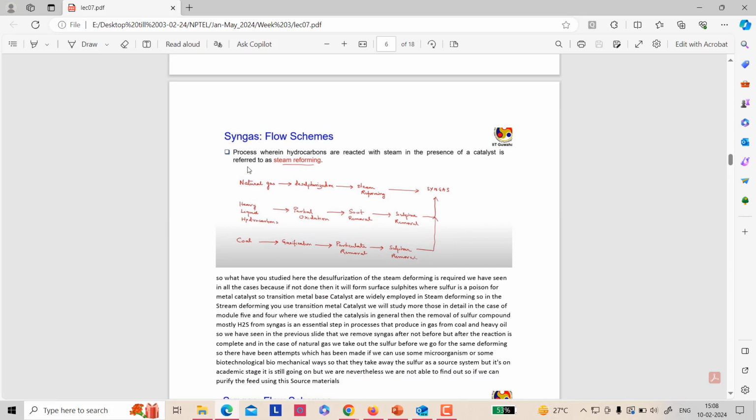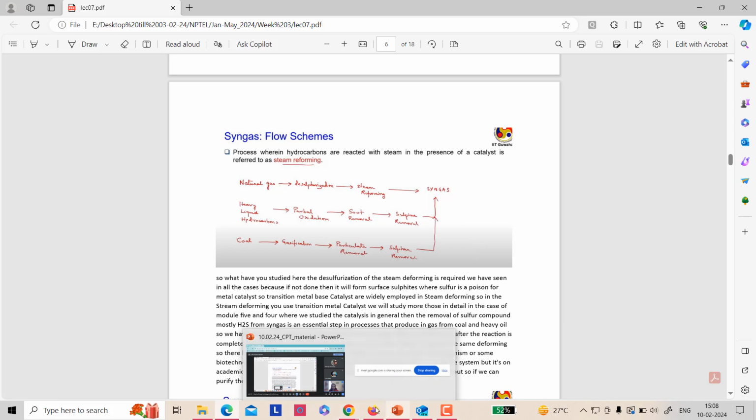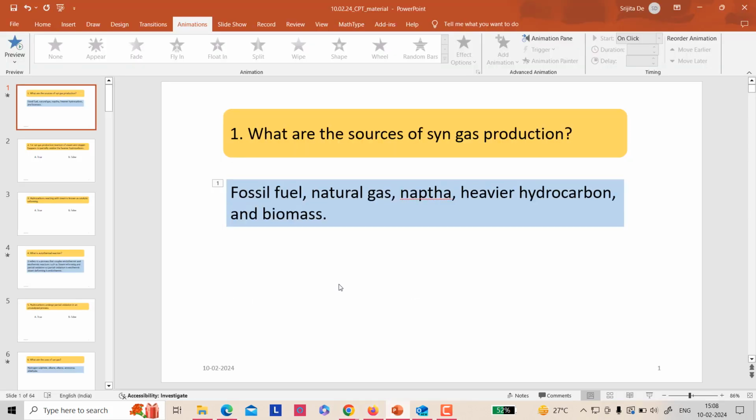These are the sources of syngas. From natural gas, after desulfurization, syngas can be produced. In the case of heavy liquid hydrocarbon, after partial oxidation, syngas can be produced, and for coal, after gasification, syngas can be produced. So these will be the answers.